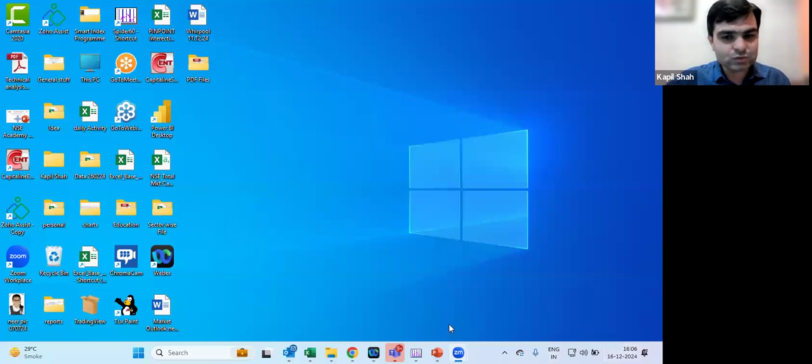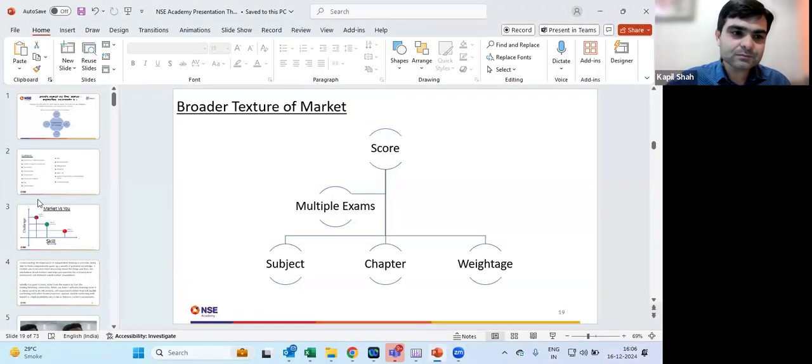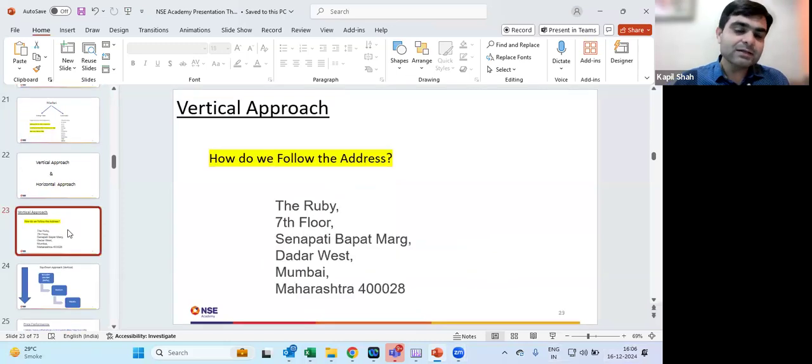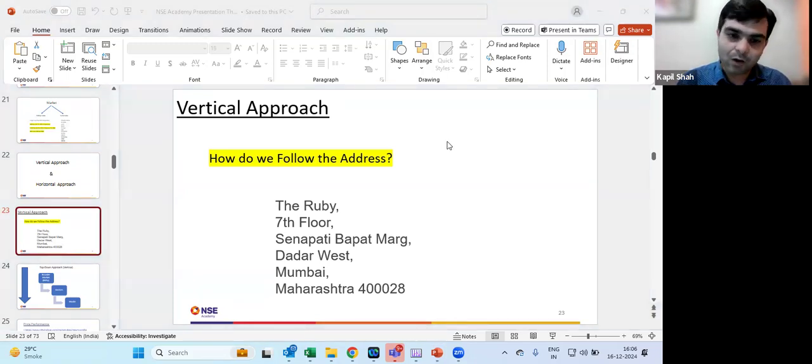So here, just to start with one simple analogy, if our client is coming out of Mumbai and he wants to come to our office, normally how do we read the address? Is it from top to bottom that we navigate ourselves, or from bottom to top? What do you say? Of course, in the absence of, let's say, Google Maps, how do we follow the address? Top to bottom, or bottom to top, right? It always goes from bottom to top.